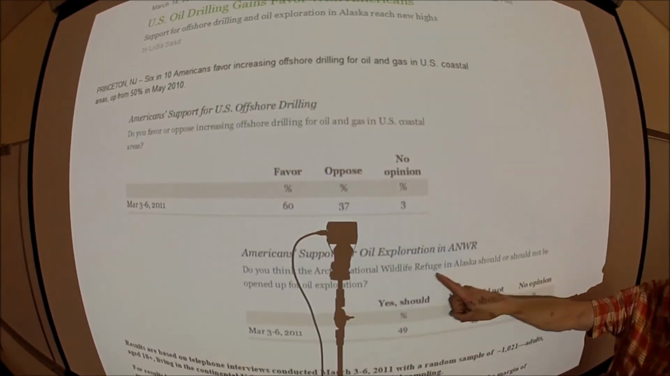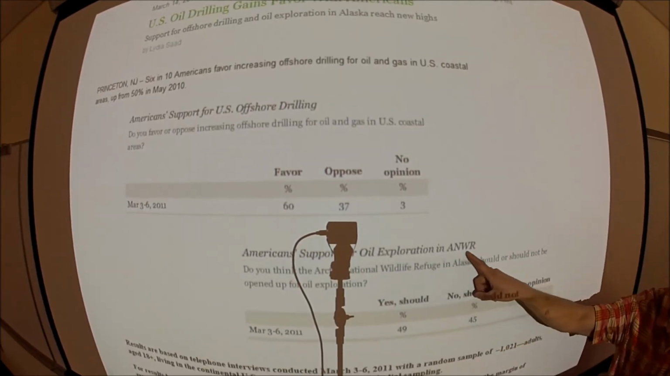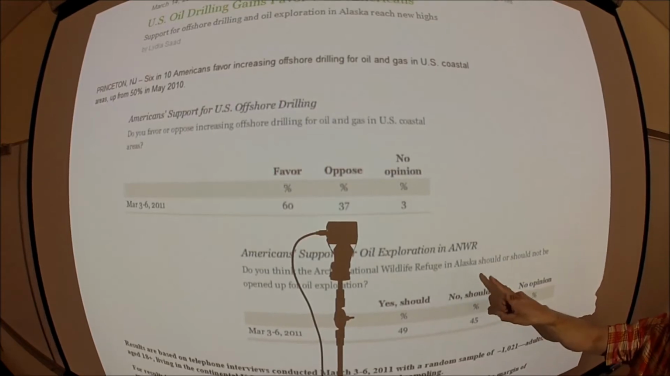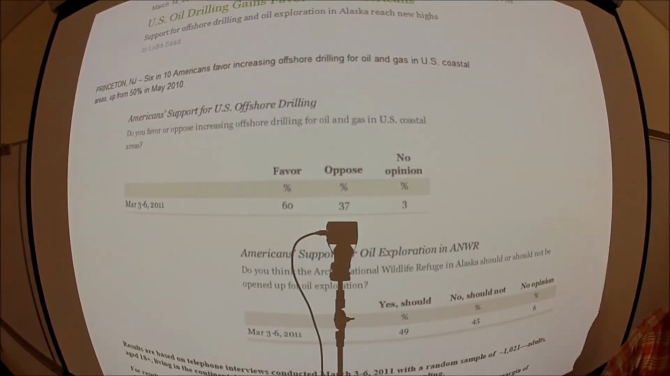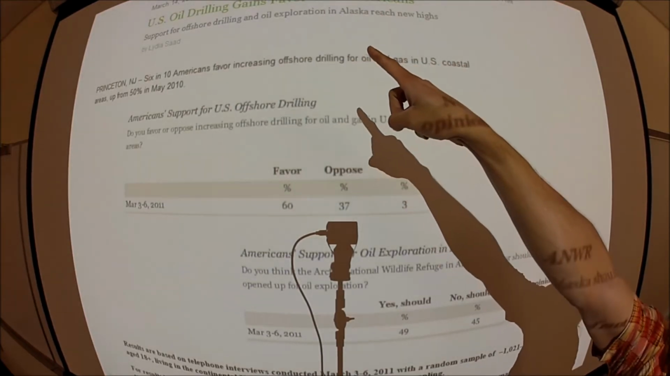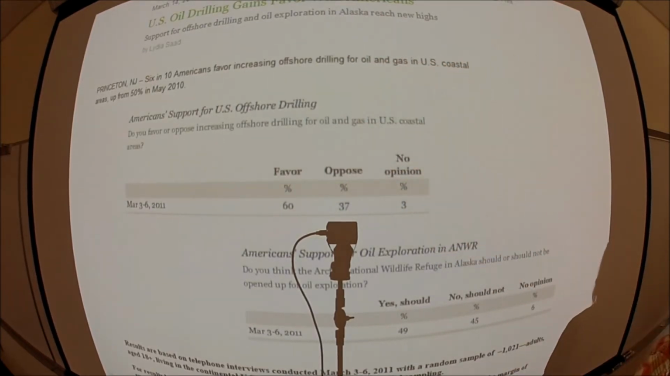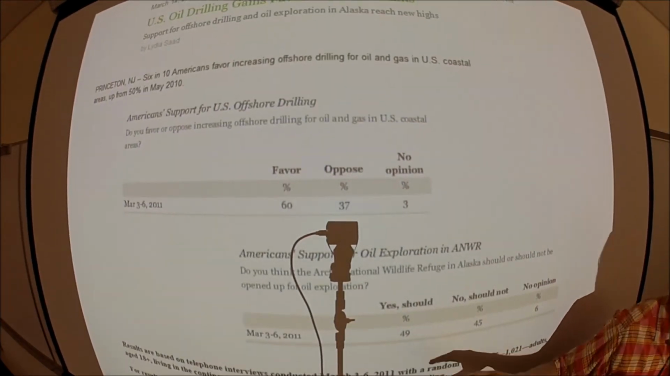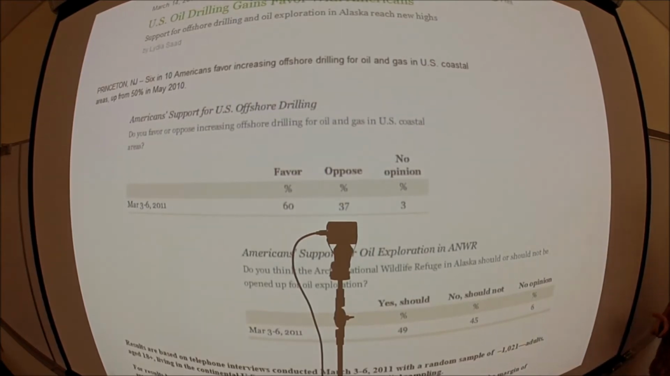Am I okay with this claim? American support for oil exploration in ANWR. The question is, do you think the ANWR in Alaska should or should not be opened up for oil exploration? Notice, support for offshore drilling and oil exploration in Alaska reached new highs, which is implying that not only are they favoring more drilling, they're also favoring drilling in ANWR. Do I agree with that statement based on those numbers?